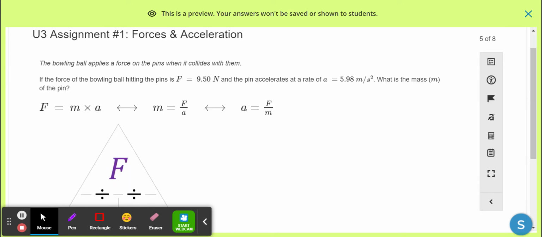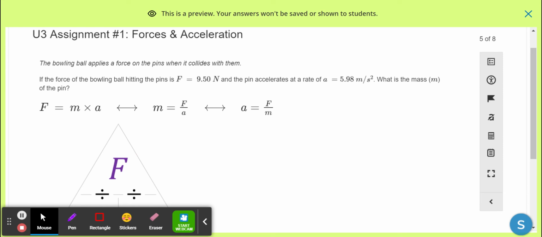The bowling ball applies a force on the pins when it collides with them. So it reaches all the way down to the end of the lane, whacks the pins. It applies a force of 9.50 newtons to one of those pins, and that pin accelerates. When something has a force acting on it, whether it's in the direction of motion or against it, or it's on a standing still object, that object is going to accelerate. It's going to speed up or slow down. It's going to change its motion.